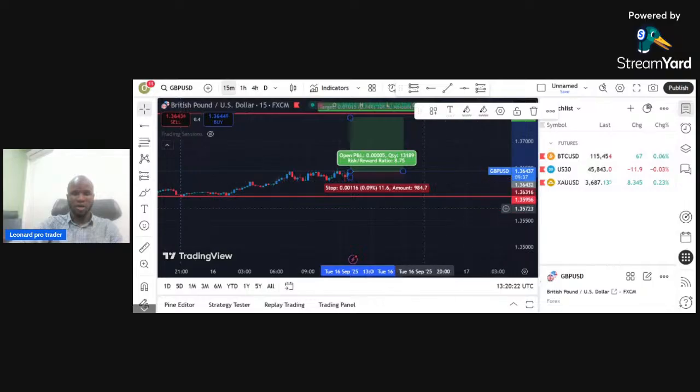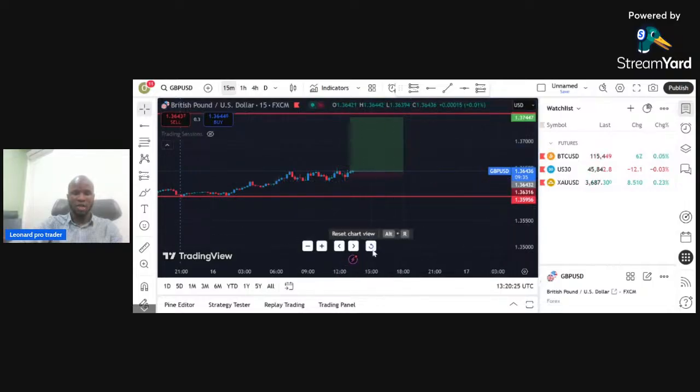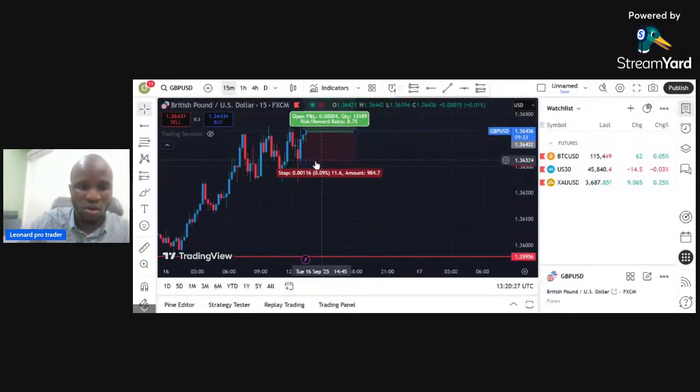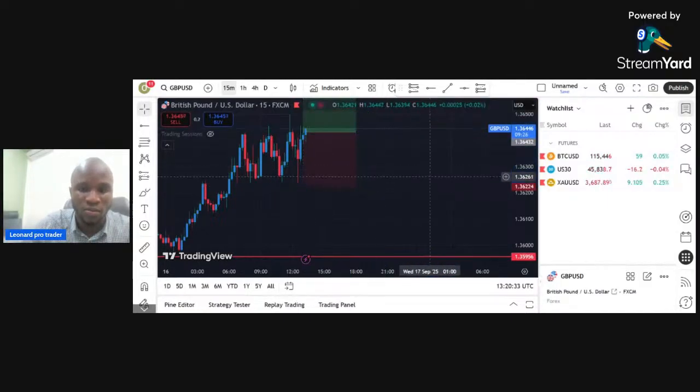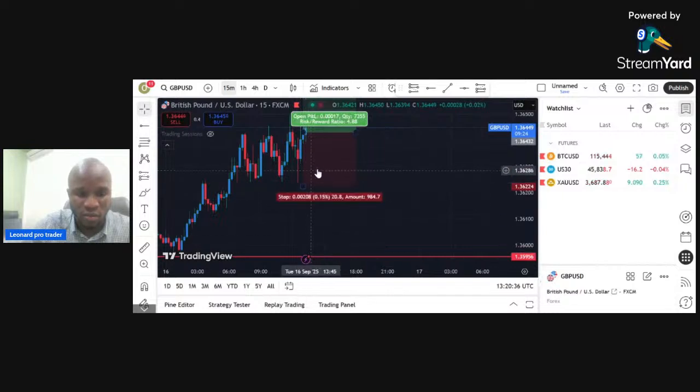One thing I always do is make sure to reach 1 to 2 rewards. So I want to make sure that anything I'm risking, I'm targeting to make times 2. So look at where my stop loss will be here. Today is my stop loss.